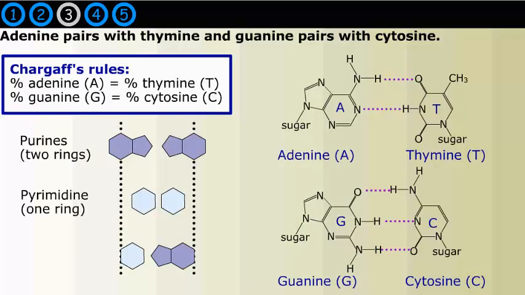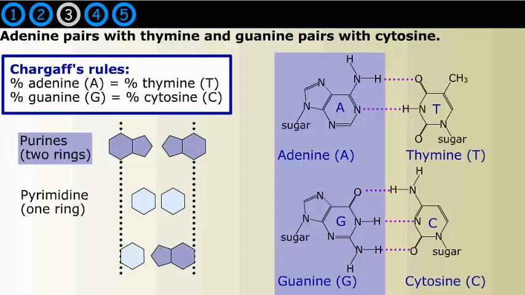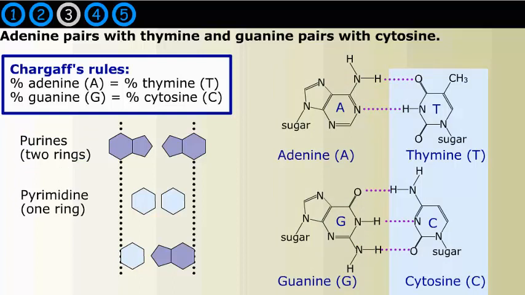The width of the double helix also helps scientists understand Chargaff's rules. Adenine and guanine have 2 rings. They are called purines. Thymine and cytosine have only 1 ring and are called pyrimidines. To fit the width of the double helix, a purine on one strand must pair with a pyrimidine on the other strand. Chargaff's rules state that there is the same amount of adenine as thymine, so adenine pairs with thymine. Similarly, guanine pairs with cytosine. The purine and pyrimidine are held together by hydrogen bonds.